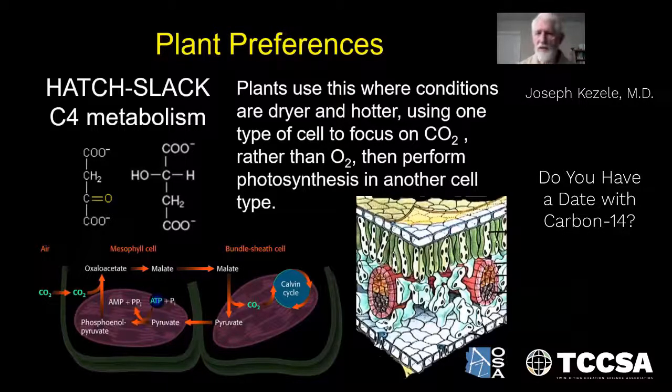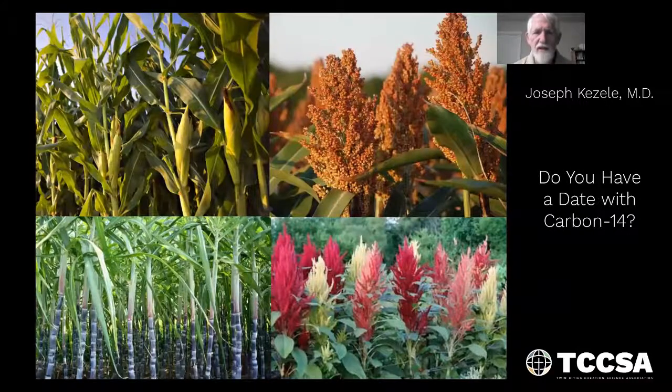And this just shows the anatomy of the leaf, where you see the vertical green cells, long cells. Those are the palisade cells. Those are the cells where the work of photosynthesis takes place. So these types of plants, C4 plants, are corn, sorghum, sugarcane, and it's a type of plant, I think, called armentum.